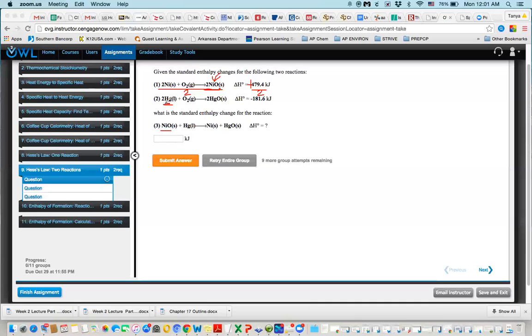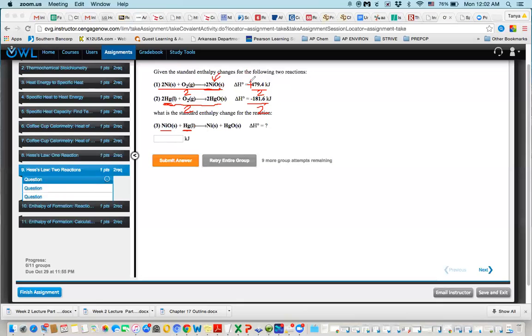We have mercury, Hg. And mercury happens to be on the correct side of the equation. They're both on the left, but mercury in number 2 in that reaction is multiplied by 2. So we would need to divide this equation by 2, which means we need to divide delta H by 2 as well. Okay, so now how do we get the delta H for this overall reaction?